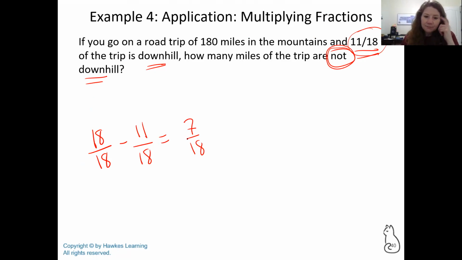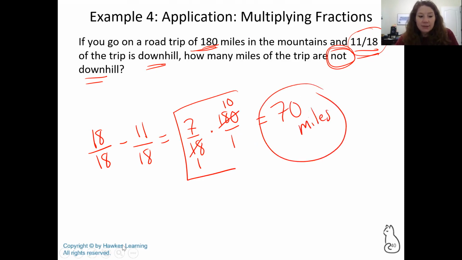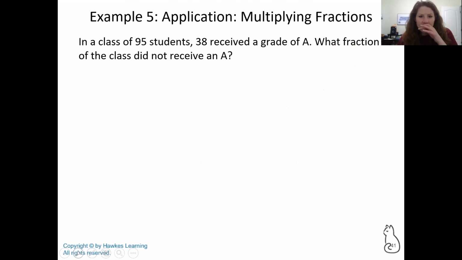Does that make sense? So we want to figure out what is 7/18 of 180, right? This is our math problem right here. So I'm going to divide 18 by 18 and get 1. 180 by 18 is 10. The bottom is just 1, so I'm going to multiply 7 times 10 and I get 70 miles of my trip is not downhill.